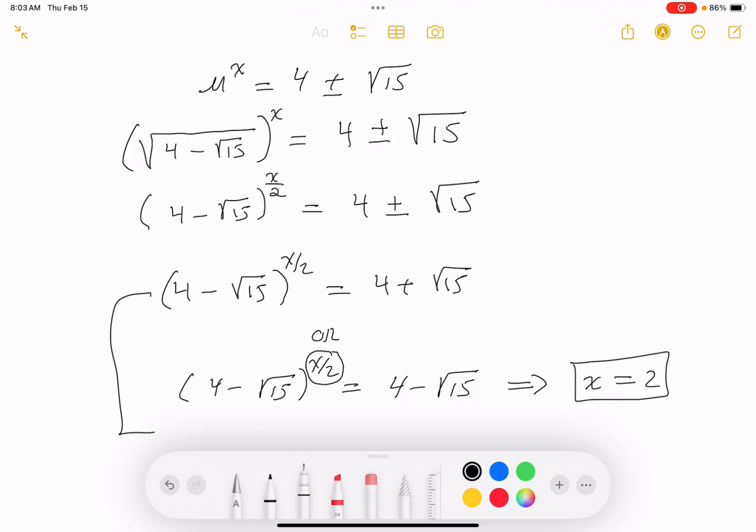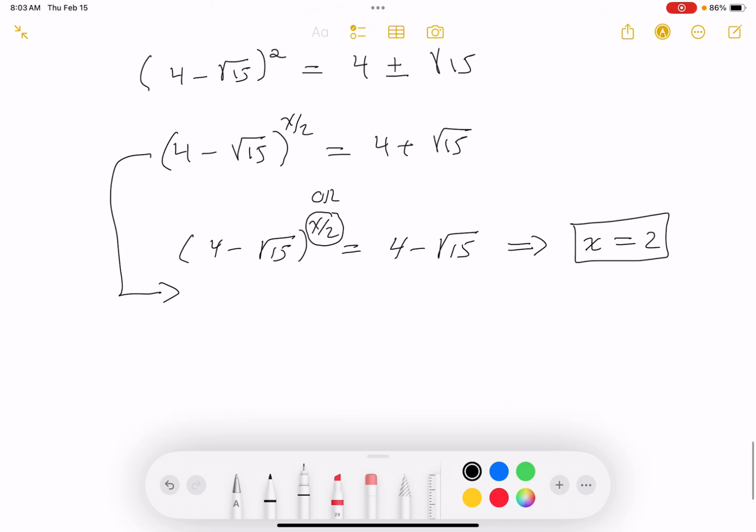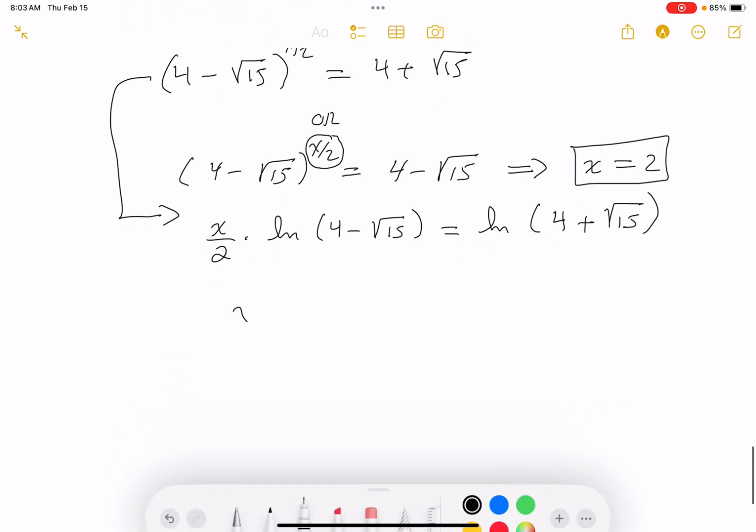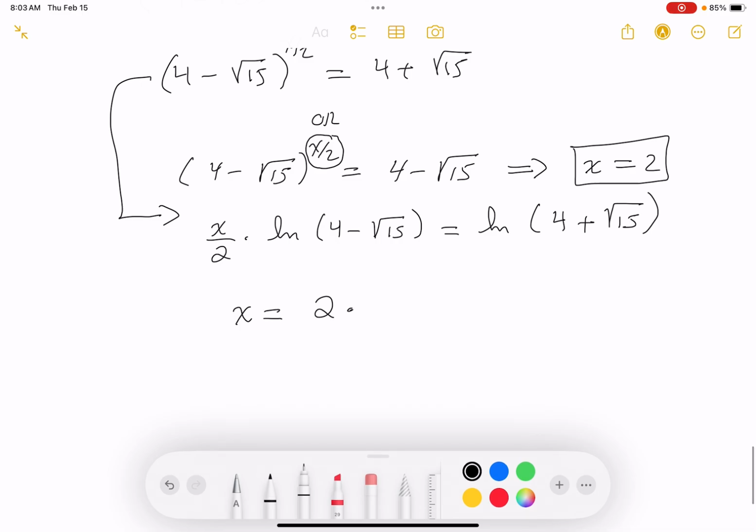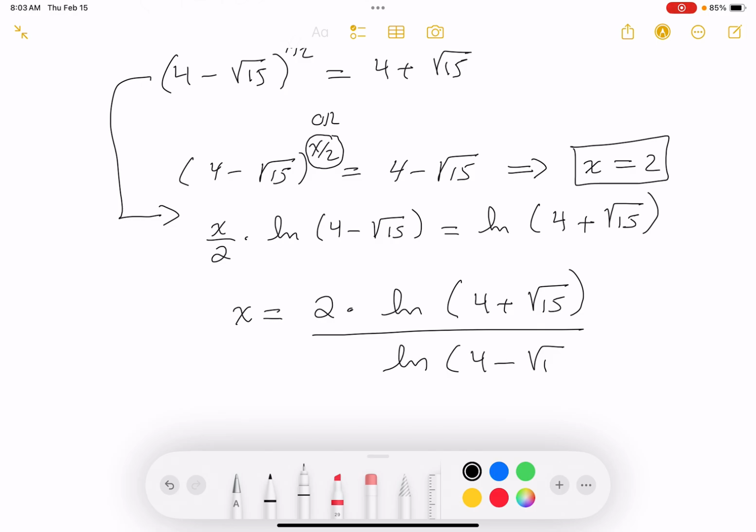This one looks a little more complicated to me. All right, so I'll write this one down for you. And I'm going to use logs to do it. And what do you get? You're going to get x over 2 times the natural log of 4 minus root 15 equals the natural log, using logs by the way, of 4 plus root 15. And I'm going to say x equals, it doesn't look that bad now, 2 times the natural log of 4 plus root 15 all over the natural log of 4 minus root 15.